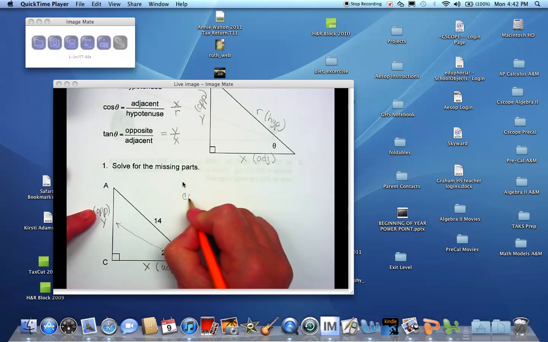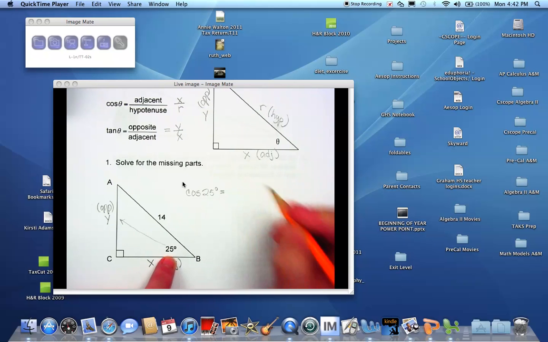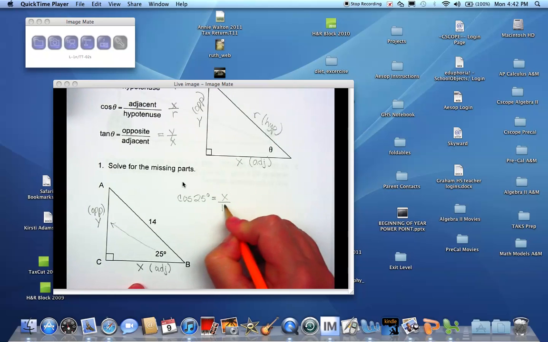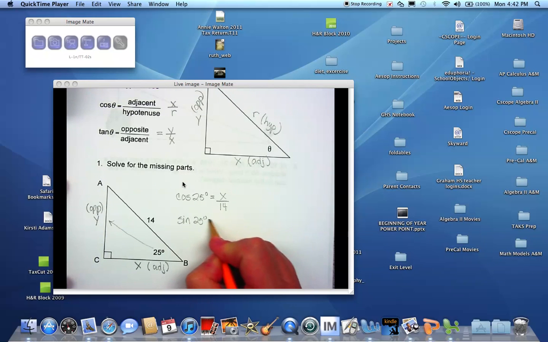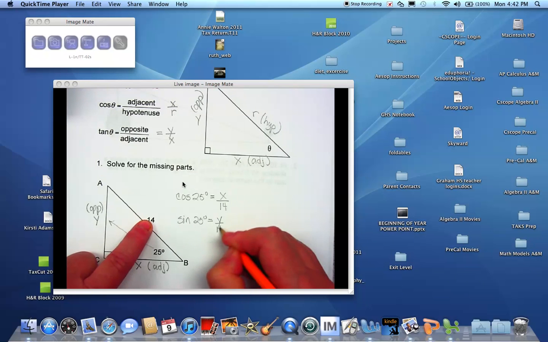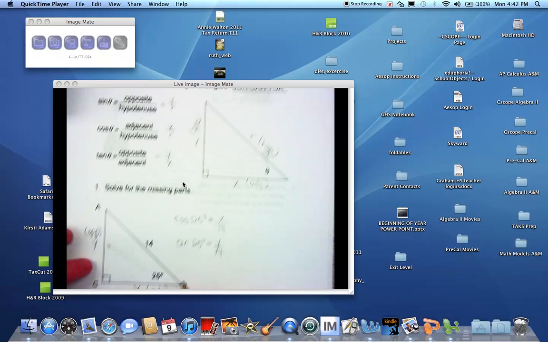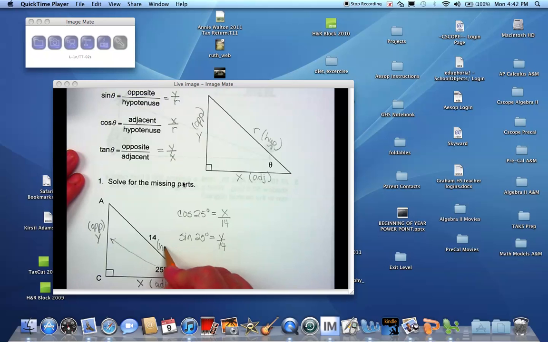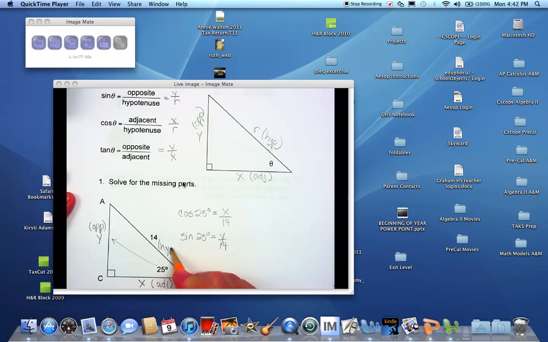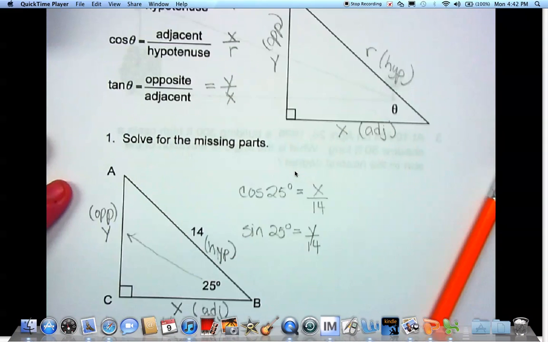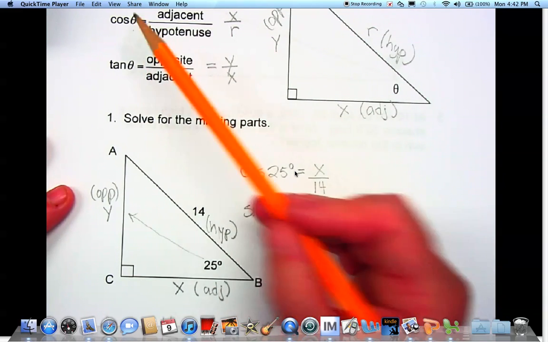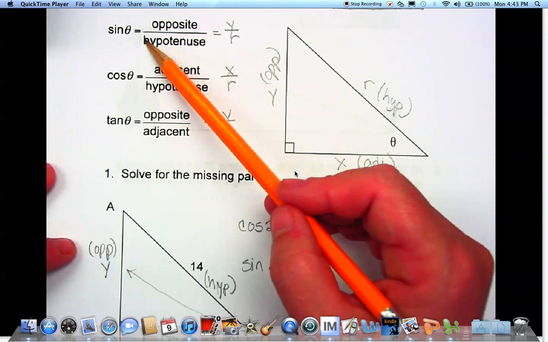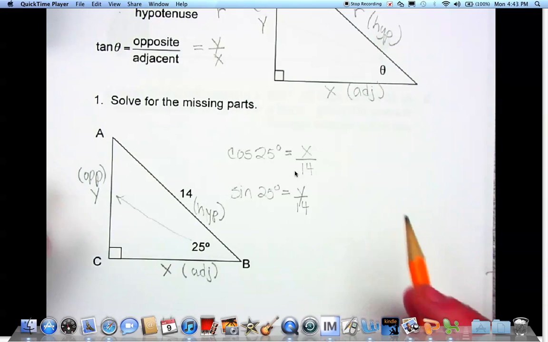So we could say cosine of 25 degrees equals x over r, x over 14, or adjacent over 14. Okay, and we could say the sine of 25 degrees equals y over 14. Or if you like using SOHCAHTOA, you've got to do the adjacent over the hypotenuse. Should have made this bigger, shouldn't I? There we go. And so adjacent over hypotenuse is cosine. Or you can do opposite over hypotenuse, and that's S, or sine.